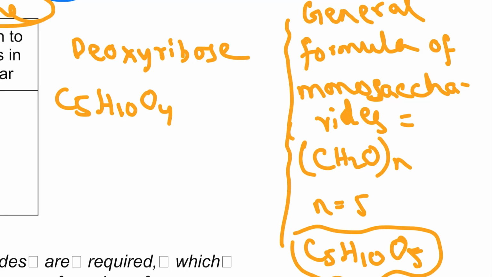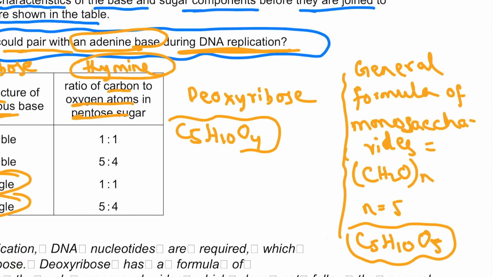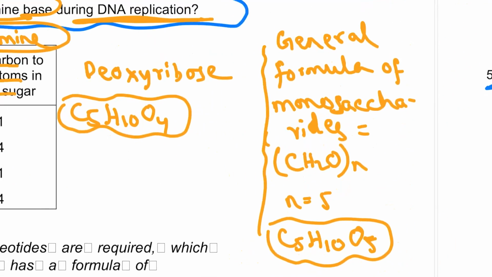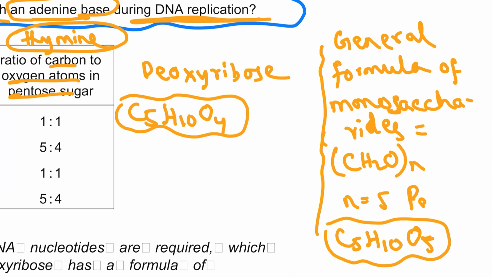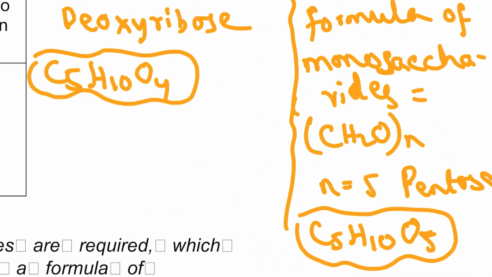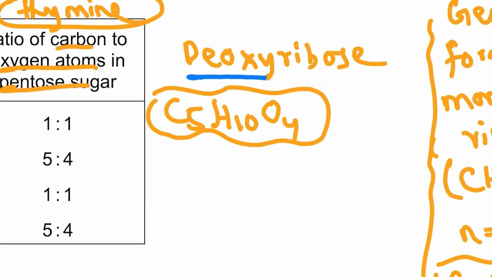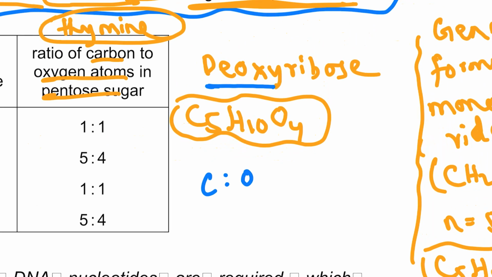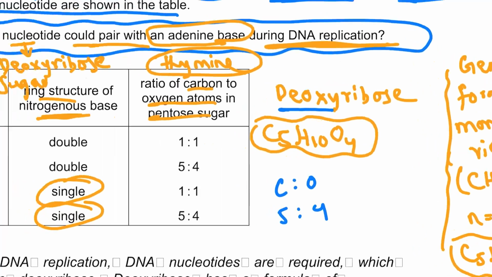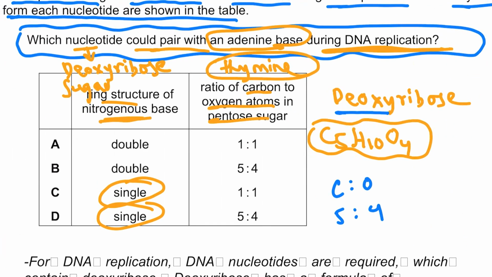But the formula of deoxyribose is C5H10O4. So according to the general formula for the pentose sugars, the formula should be C5H10O5, but deoxyribose has a formula C5H10O4 because of one less oxygen. As we see in the name deoxyribose, there is deoxy, so there is one oxygen atom less as compared to the normal pentose. That's why there are 5 carbons and 4 oxygens. So the carbon to oxygen ratio is 5:4. So in the pentose sugar, the ratio of carbon to oxygen atoms is 5:4.